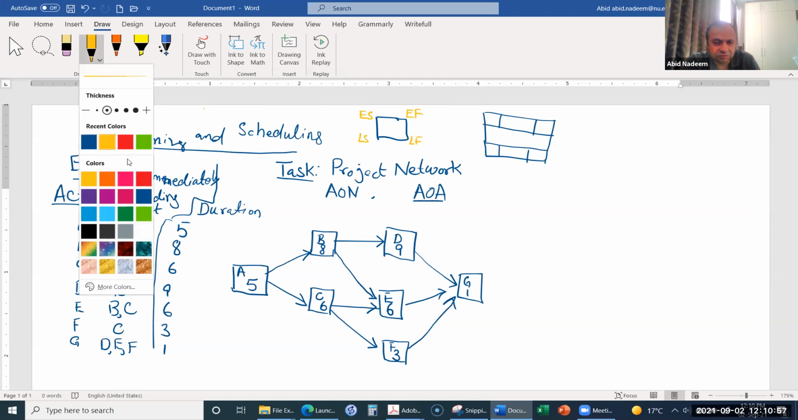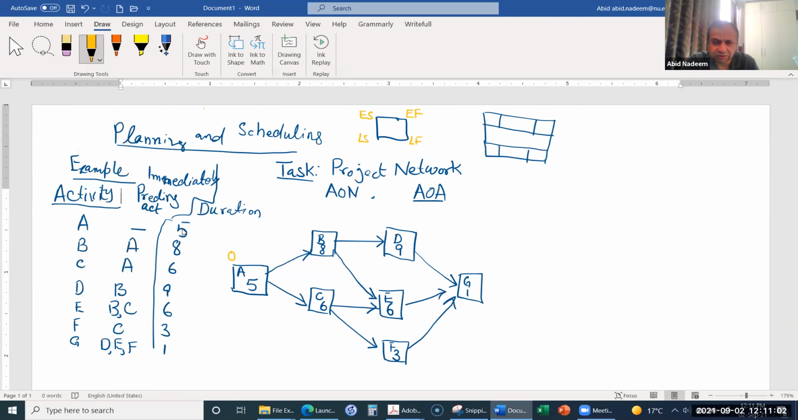For these networks, for manual calculations, we will start from 0. That means we are starting from here, and this is the early start time of activity A. For the early finish time, we take the early start time of the activity and add the duration, and then we get the early finish time. So 0 plus 5 will be 5. Once you are done with that activity, you will move to the next activity.